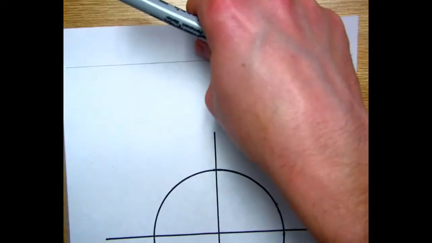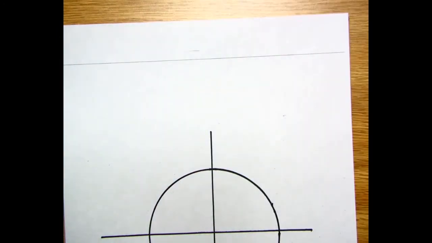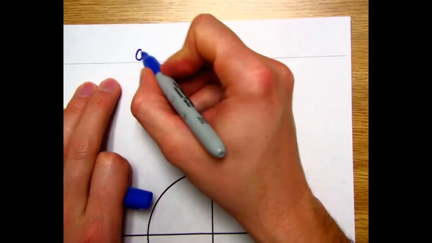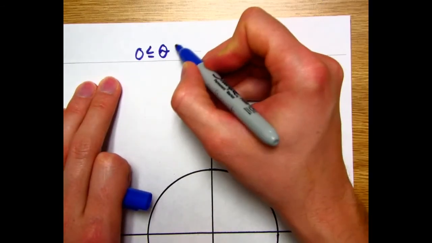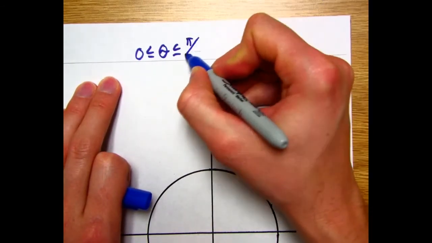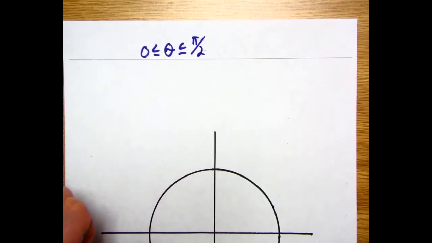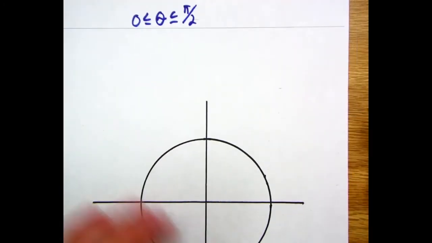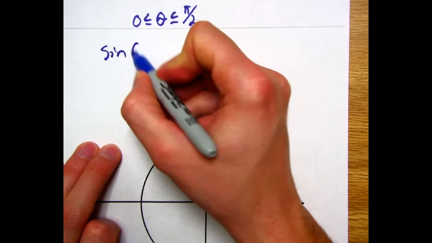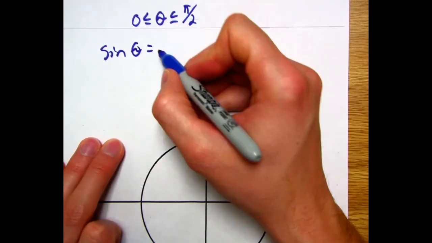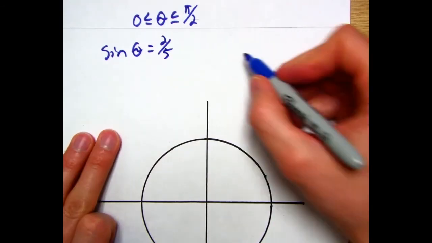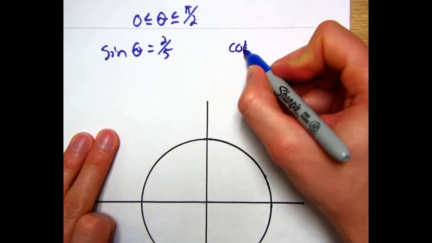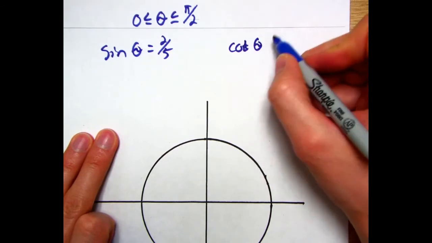Now, the next thing we're going to look at is what if they tell us that we have an angle that's between 0 and, we'll just go, 0 to pi over 2. Okay, so they're telling us that we have an angle in the first quadrant. And we know that sine of our angle equals, go 2/5. And they want to know what is cotangent of our angle.